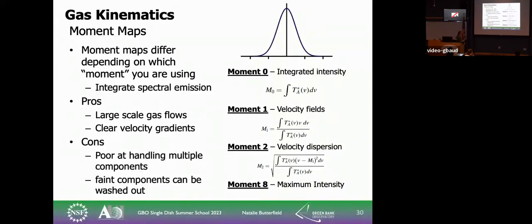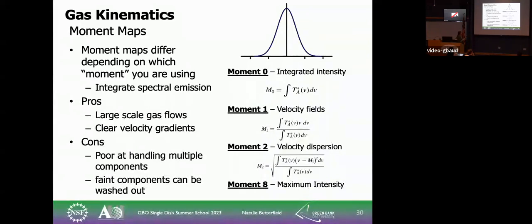Now moment 1, which is known as a velocity field, is essentially the same thing. You're weighting it by your velocity in the top and then dividing it by your moment 0 to find where that central velocity is. Like, where is this line located in velocity space? Now your velocity dispersion, or moment 2, is essentially doing the same thing, shown by this equation here. But what you're trying to calculate here is your velocity dispersion, or how wide your graph is.